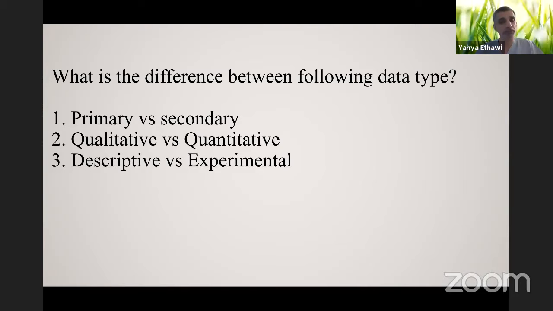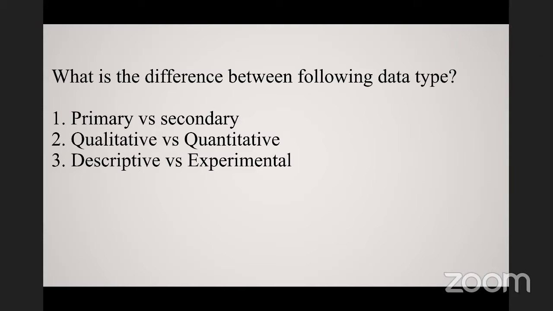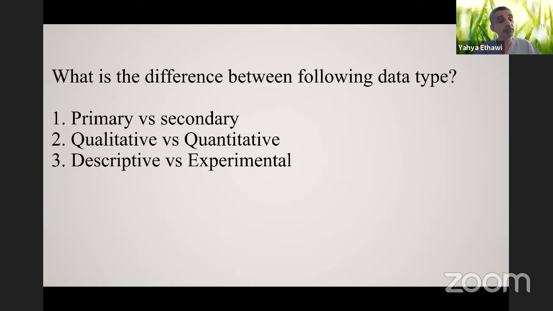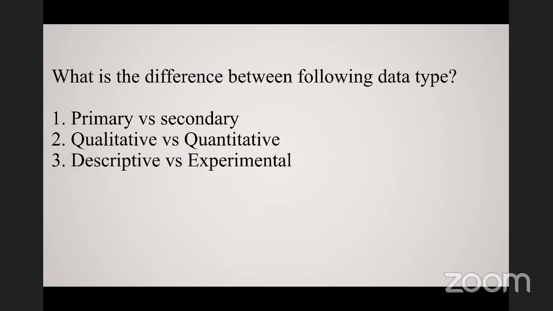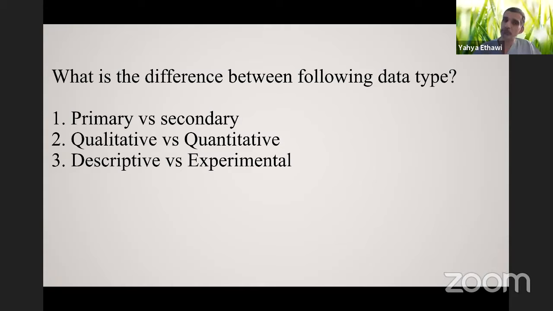Yeah, go ahead. Well, I'm very thankful for your interaction. Primary, the main aim of the research, primary. No, this is data. This is not aim. This is data, data type. Okay. Yeah, data type. Okay. Any other people? Any thoughts?